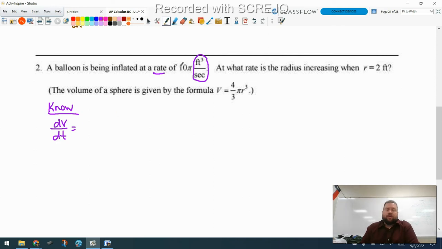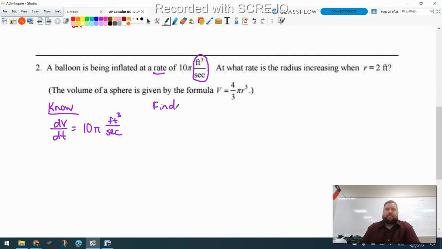Now, what they won't show you is a negative sign. That's going to be in the words. A balloon is being inflated, so it's getting bigger. If a measurement is getting bigger, then the rate of change is a positive rate of change. If a measurement is getting smaller, then the rate of change is a negative rate of change. So this one's going to be a positive 10 pi feet cubed per second. All right, so we know that.